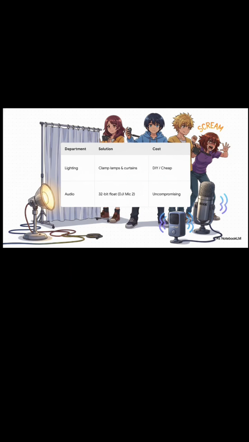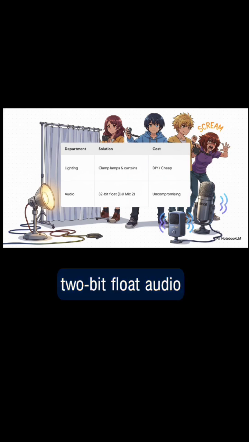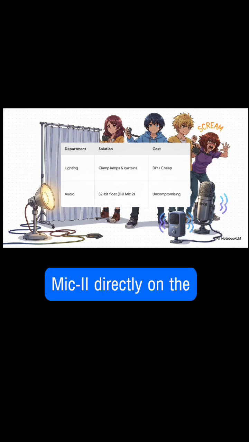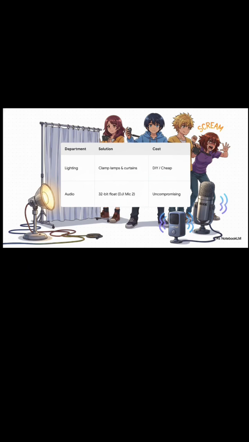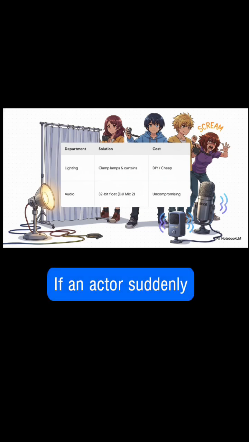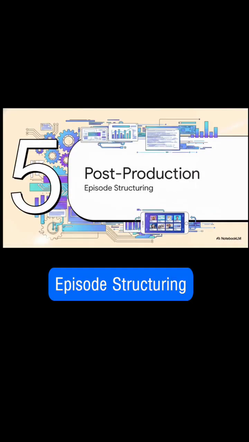Audio, however, is an uncompromising necessity. You cannot fake good sound, and audiences will immediately scroll past poor audio. You must deploy 32-bit float audio equipment. Place compact transmitters like the DJI Mic 2 directly on the actors, or boom a Rode VideoMic NTG just inches out of the vertical frame. 32-bit float audio is mathematically impossible to distort or clip. If an actor suddenly screams during an emotional climax, the waveform data is perfectly preserved and can be flawlessly normalized in post.